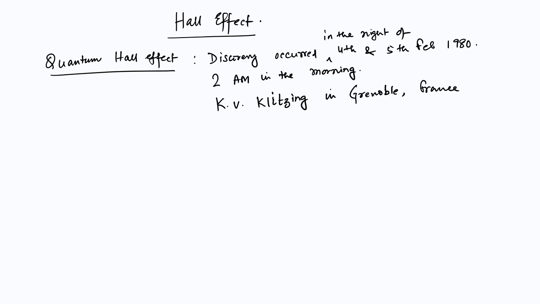Okay, and how did he discover the quantum Hall effect? The background story is that he had been working closely with two gentlemen called Dorda and Pepper, who were engineers and who supplied samples to Klaus von Klitzing. And the samples were to study the mobility of silicon MOSFETs.